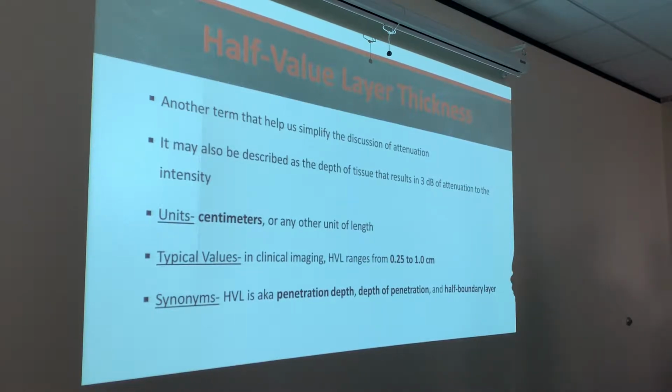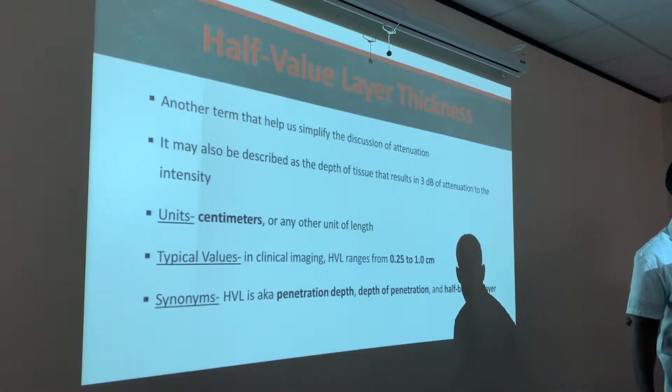The units of the half value layer are going to be distance, or centimeters. Any unit of distance or length, or centimeters. Typical values in clinical imaging are going to be from 0.25 to 1 centimeter. Some synonyms, and you have to know these synonyms, guys. Anytime I'm teaching you synonyms, you have to know them. Synonyms associated with half value layer are penetration, depth of penetration, and the half boundary layer. You guys know me. You never know how I'm going to ask that question.